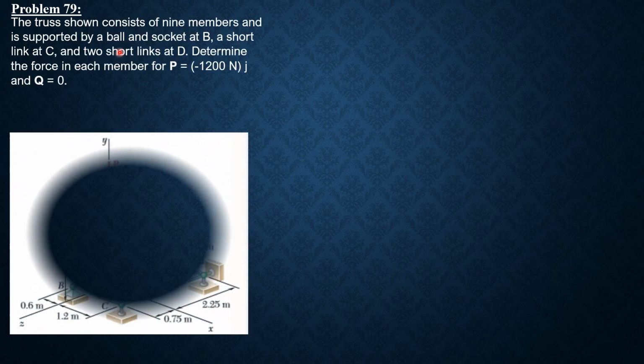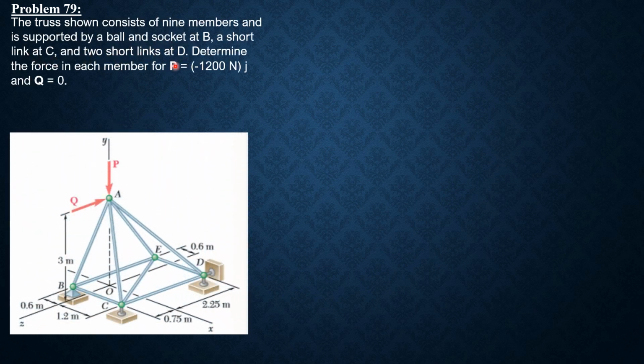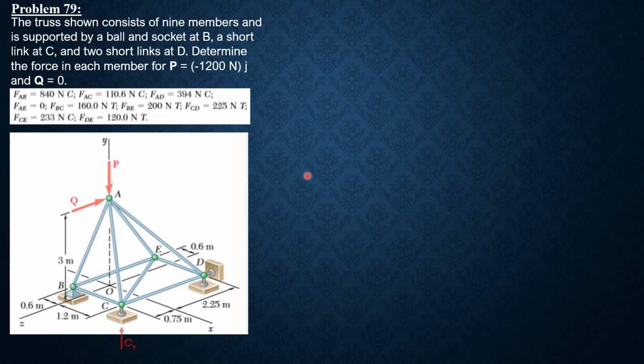The truss shown consists of 9 members and is supported by a ball and socket at B, a short link at C, so one unknown reaction component here, and 2 short links at D, so 2 reaction components at D. Determine the force in each member. P is negative 1,200, so this is downward, and Q is 0. We expect only one reaction component at C, and 3 reaction components at B because it is a ball and socket joint. So the vertical reaction is By, Dy at D, then Bx, Bz, and at D we have Dz.